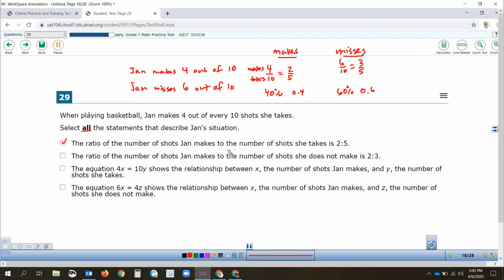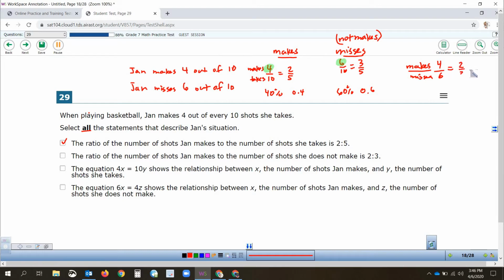The ratio of the number of shots Jan makes to the number she does not make is 2 to 3. So misses, do you agree, is not makes? All right, so she makes 4, she misses 6, right? So makes 4, misses 6, 4 to 6. What does that simplify to?